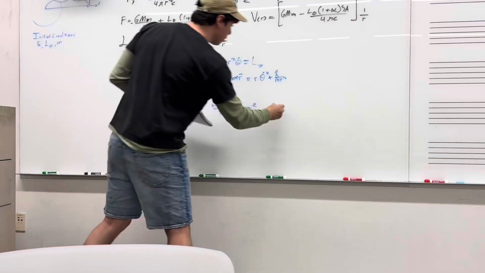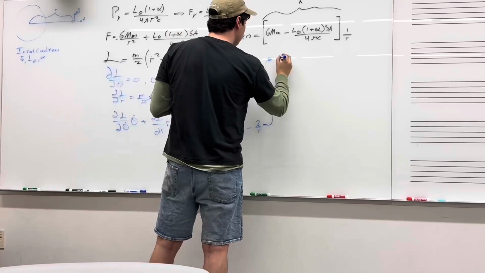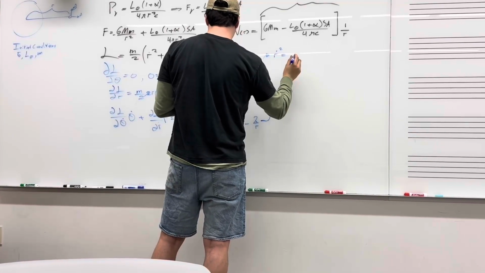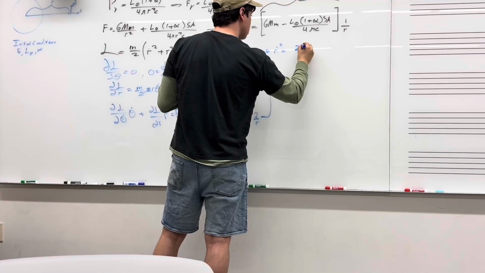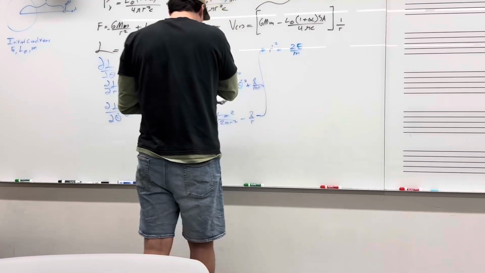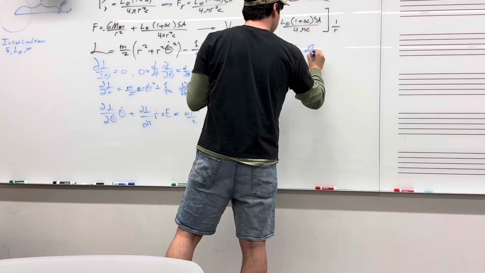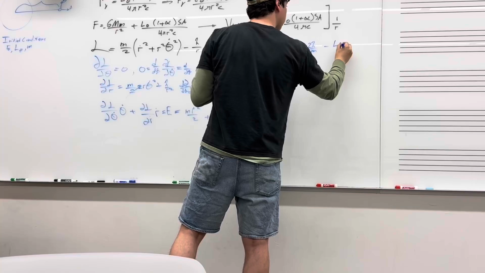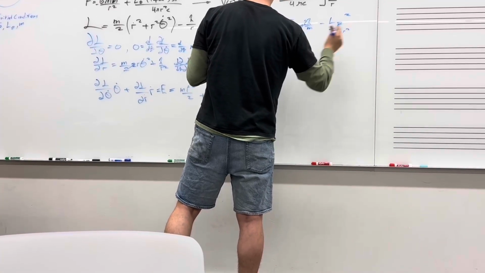Rearranging for r dot by itself, we get that r dot squared is equal to 2E over m plus lambda over m minus Lz squared over 2 m r squared.